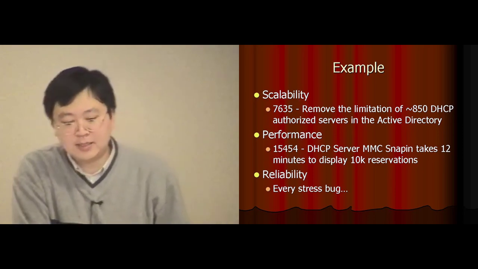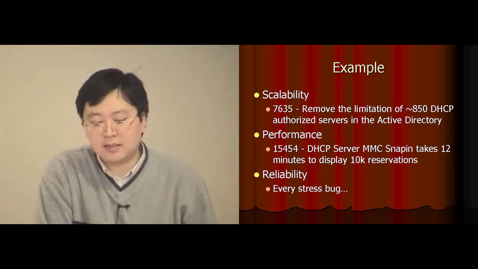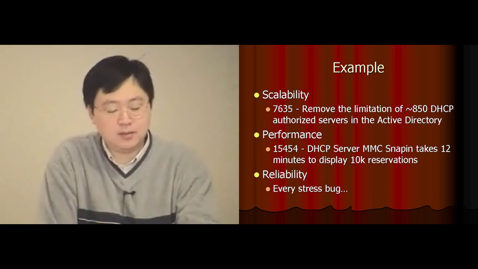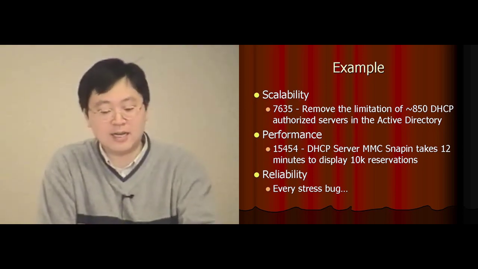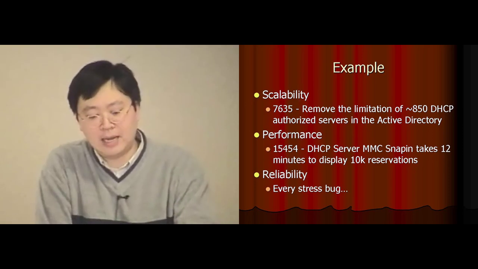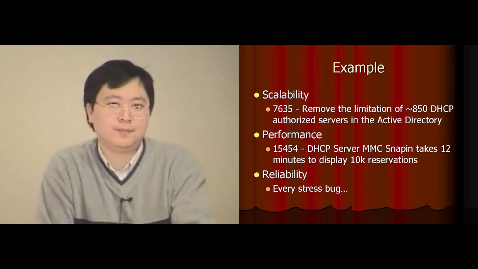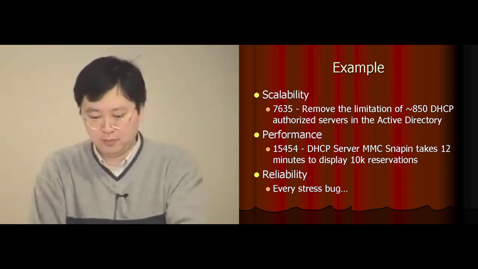For scalability testing, we have several example bugs, like 7635: remove the limitation of the DHCP authorization servers in the Active Directory. That's a design change. Most of the time, scalability testing involves a functional change which you defined before.